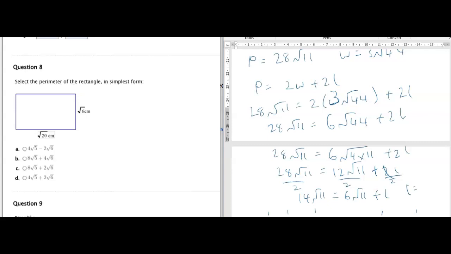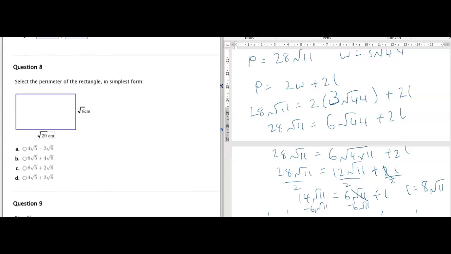So L, now you've got to stick with me here because I'm running out of room. We're going to take away 6 root 11 from both sides. And that goes. So 14 minus 6 is 8. And then we're just left with root 11.